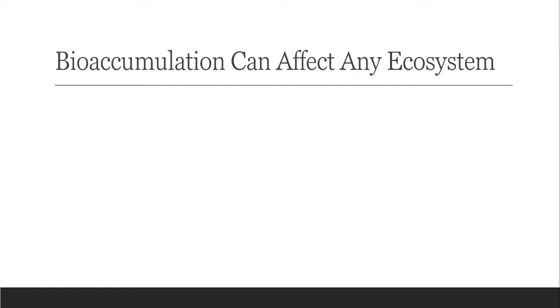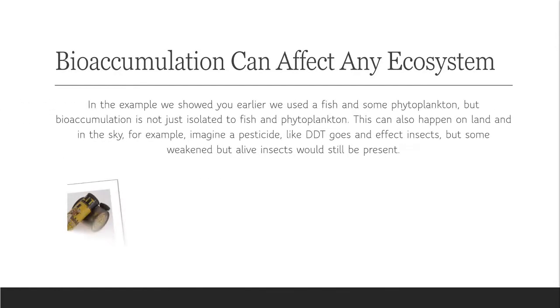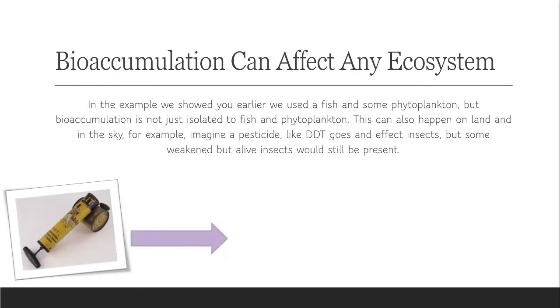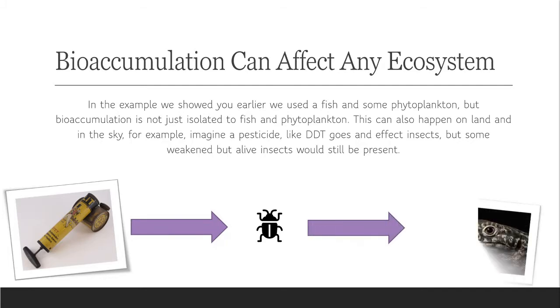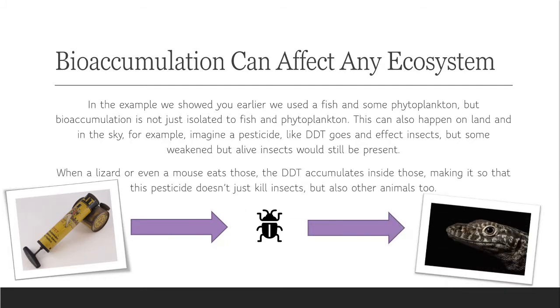Bioaccumulation can affect any ecosystem. In the example we showed you earlier, we used a fish and some phytoplankton. But bioaccumulation is not isolated to just fish and phytoplankton. This can also happen on land and in the sky.